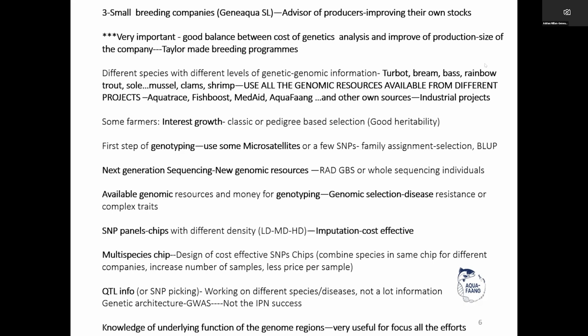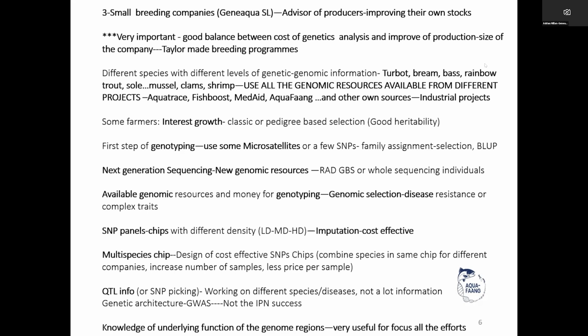The main interest of the farmers is growth, to improve the ratio of growth. And probably you have a classic selection or pedigree selection. We hope they have a good heritability. And if they don't have a lot of money, I think it's a very, very good first step, because growth is going well.